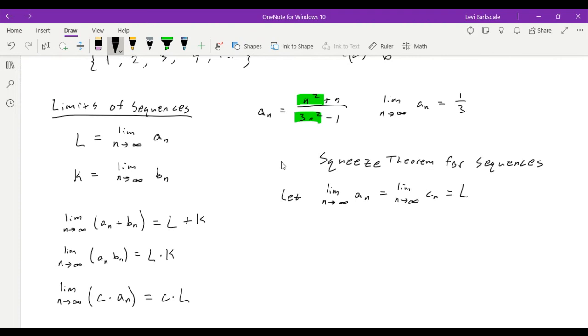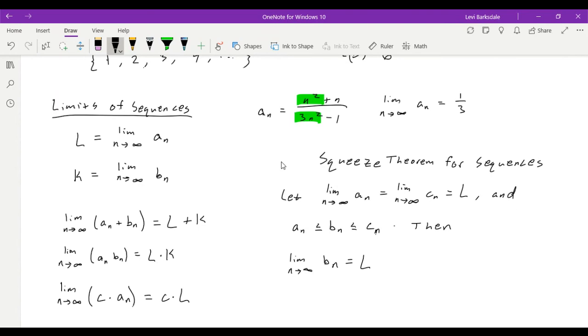And let's say we also know that we have some third sequence that is always bigger than our first sequence a sub n and always smaller than our second sequence c sub n. Well, then we know that the limit of e sub n has to be equal to that same limit of a sub n and b sub n.